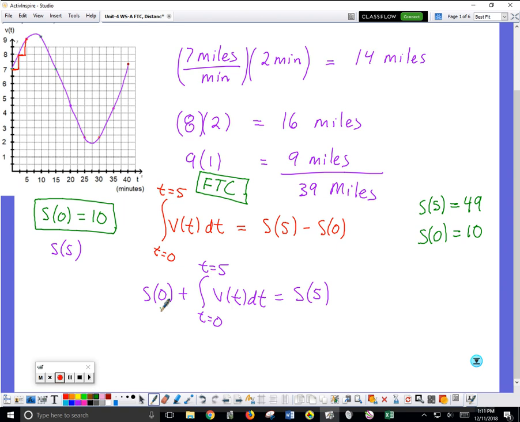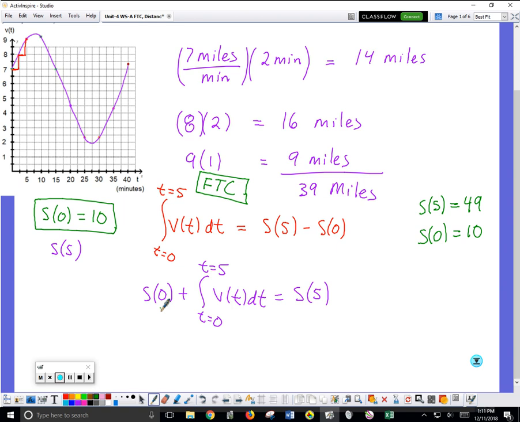Anybody else? That's the key, what Nikki just did. Be able to read this and not just read an equation, but make sense of what the equation is saying. Hey, I'm located at location 10. The integral computes how much my position changes over the next 5 minutes. So now where am I? I'm at 49.